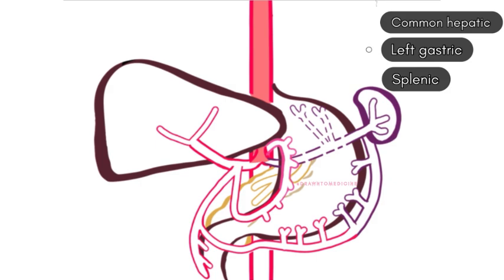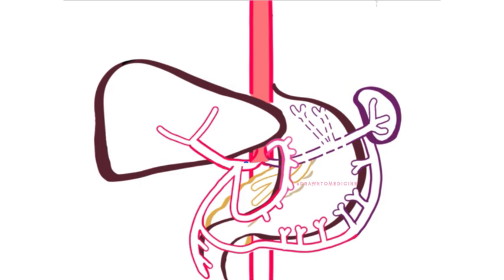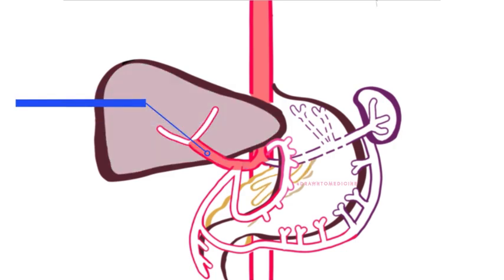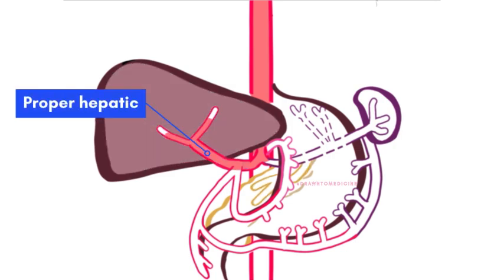So let's first begin by discussing the common hepatic artery and the branches that come off of it. The common hepatic artery, as its name suggests, has the word hepatic in it, so it's probably going to supply the liver. The common hepatic will become a proper hepatic artery, which will then divide into left and right hepatic arteries, and this will help supply the liver.